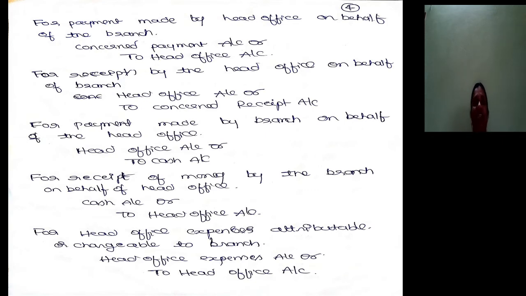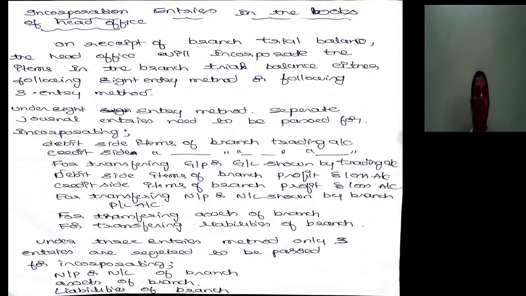First pass adjustment entry, then pass incorporation entries. Incorporation entry comes only in the books of head office, but adjustment entry comes in the books of branch also, in the books of head office also. Now, what is incorporation entry? On receipt of branch trial balance, the head office will incorporate the items of branch trial balance either following 8 entry method or following 3 entry method.